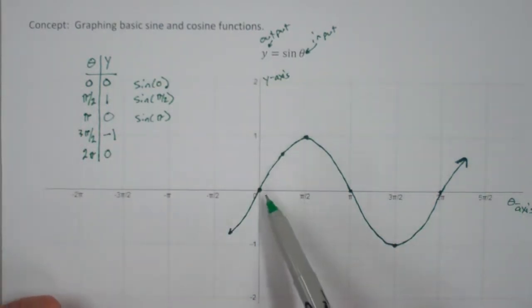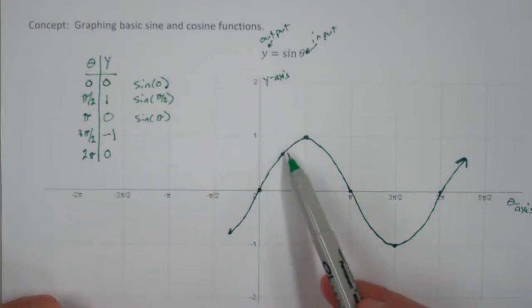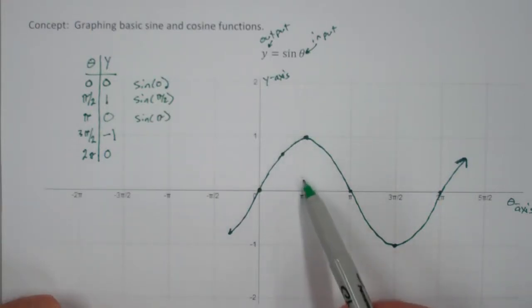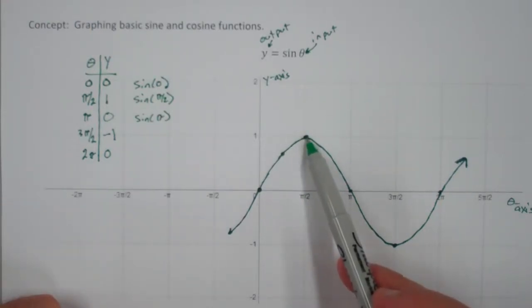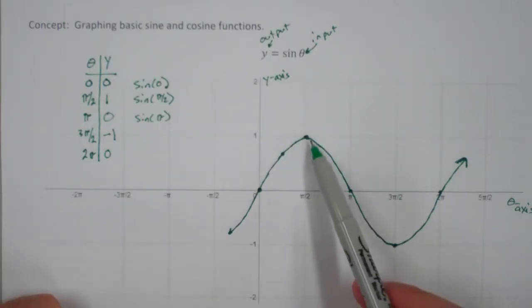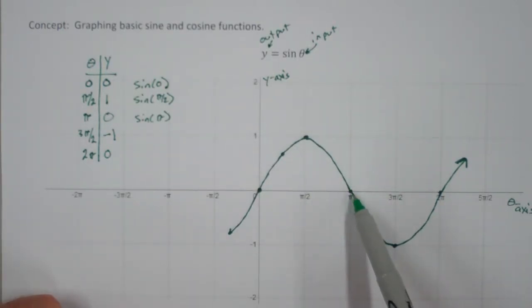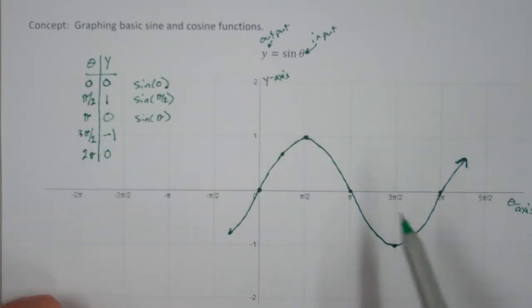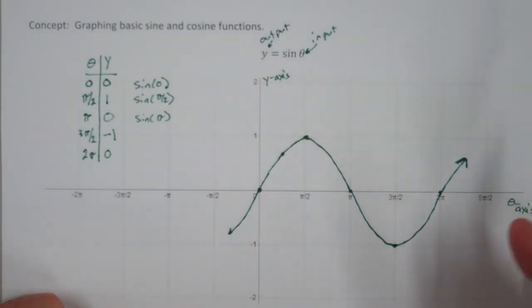Key points of this are that the basic sine curves begin at 0, 0. They begin and start upward. At pi over 2 we have a y value of 1. They come back down, and at pi we've got 0. 3 pi over 2 is negative 1, and 2 pi is 0. And then after that, all these values just repeat.